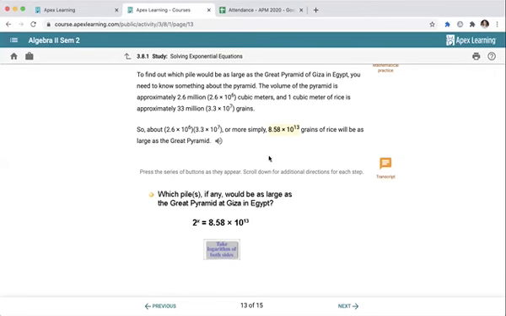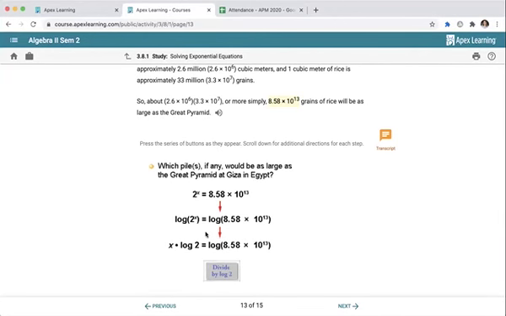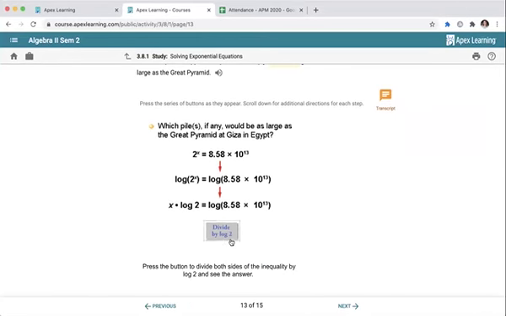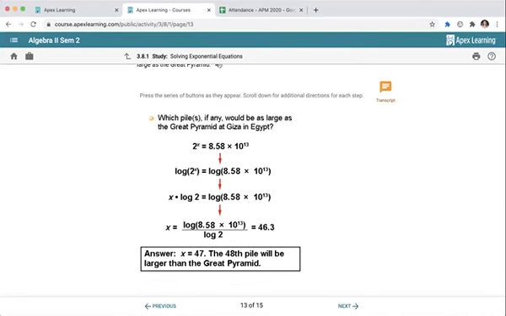So then looking here, for the pile that will be as large as the Great Pyramid, we just set it equal to each other. Same thing, we take the log of both sides, and we use our power property for our left side. We divide both sides by log of 2, and we can then put that into our calculator and figure out it's going to be the 48th pile.